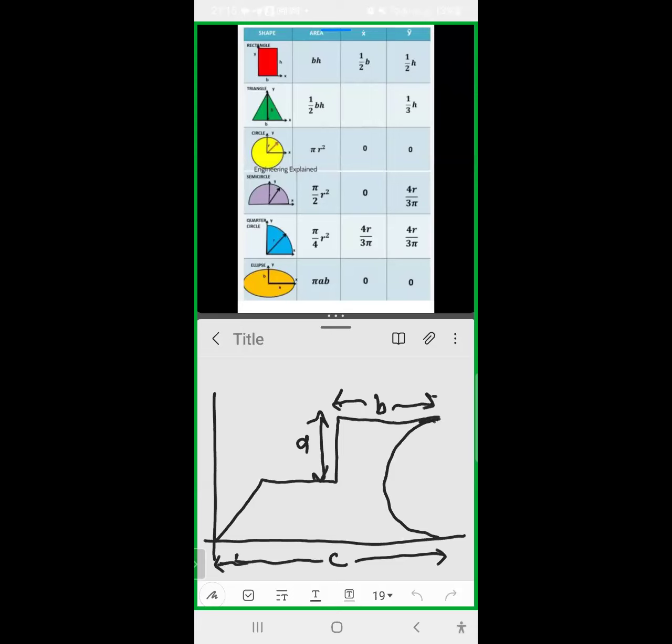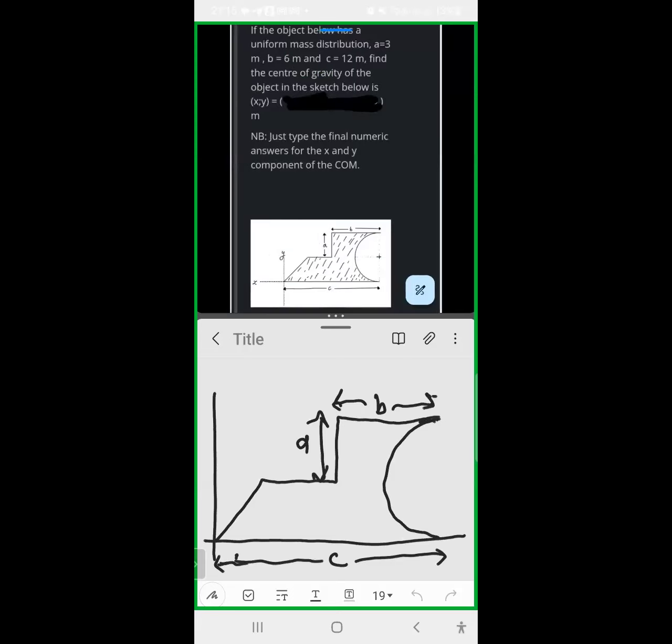For a triangle, the center of mass is 2/3 of the breadth, as I can see that it is not shown there. Now let's look into this problem. It says if the object has a uniform mass distribution with a 3-meter B, 6-meter C, 12-meter, find the center of gravity of the object in the below sketch.